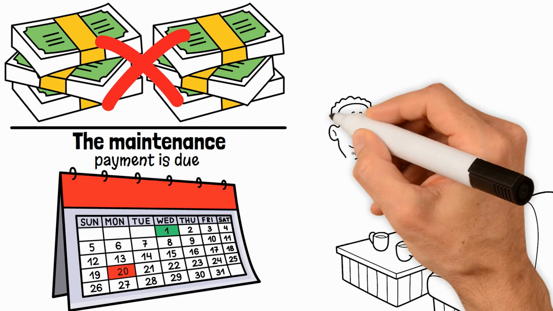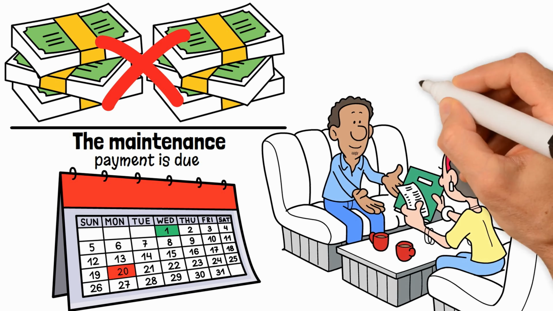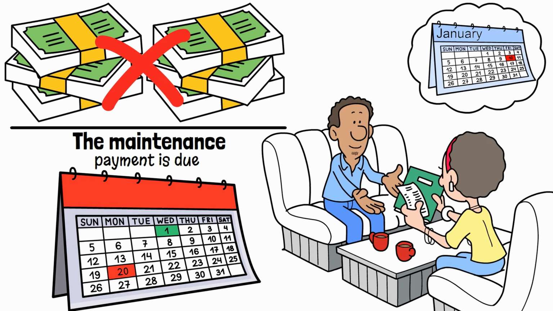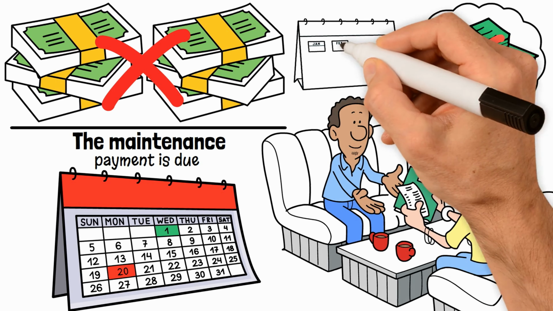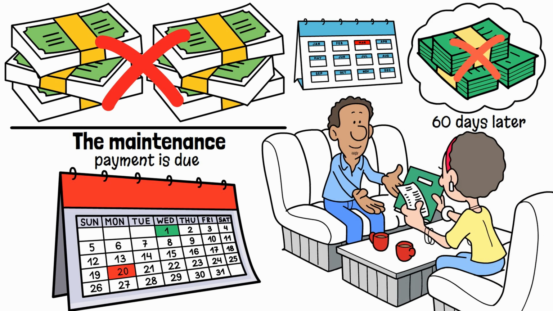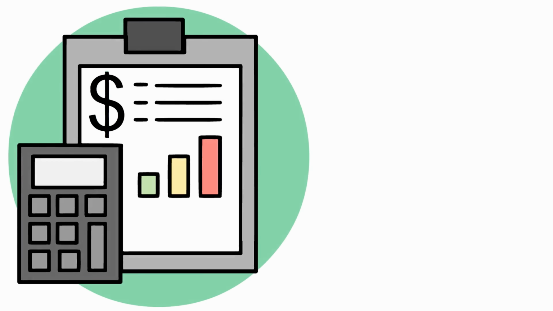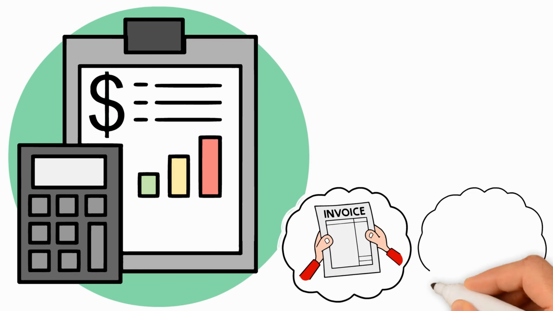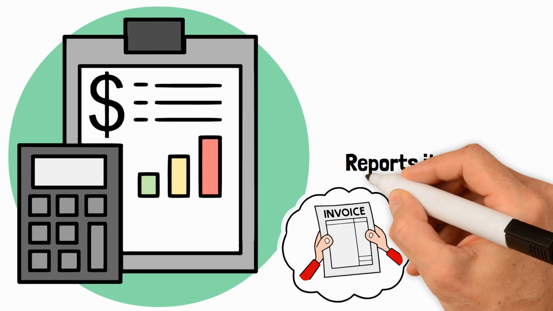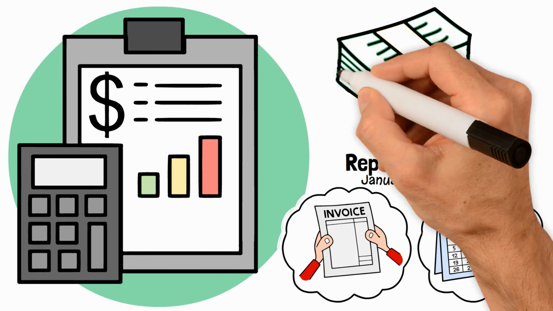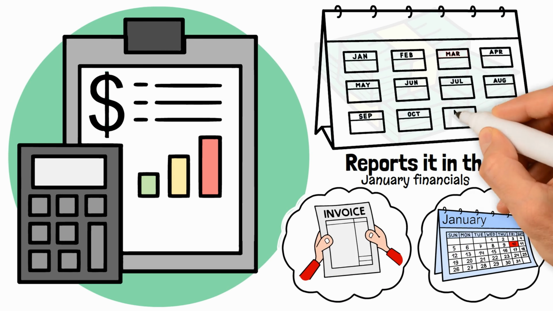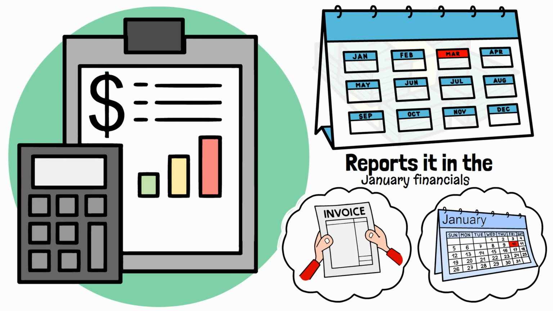Similarly, when an association's vendor submits an invoice due upon receipt for work performed on January 10th, for example, but payment is not made until March, 60 days later, the association records the expense upon receiving the invoice on January 10th and reports it in the January financials, even though the actual payment is made in March.